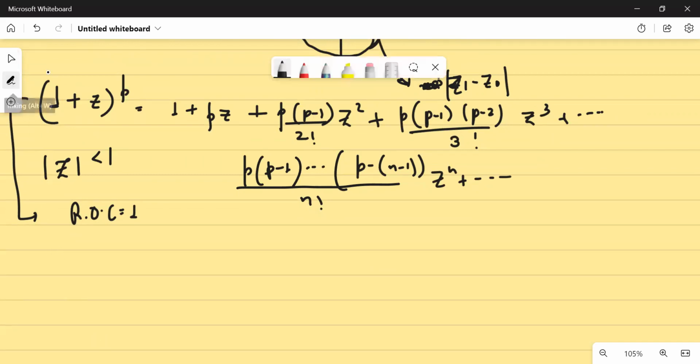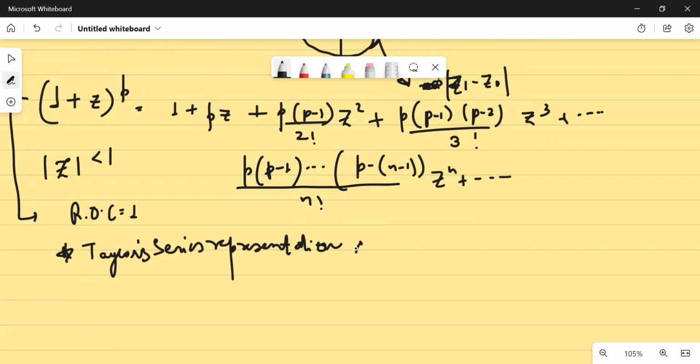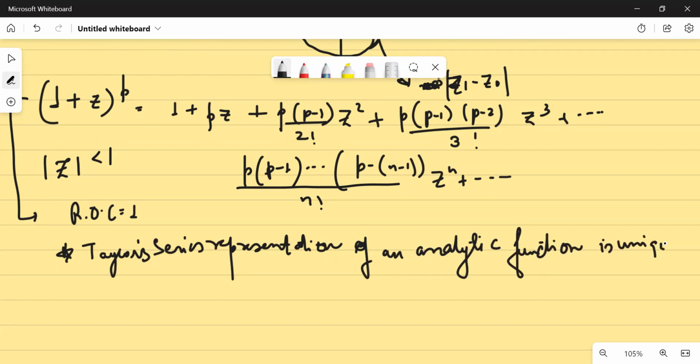Okay, so for example, understand my point that the Taylor series representation of an analytic function is unique. Since it is unique, what can you do? If this is my region R, I can expand my function f(z) in terms of a power series about z equal to z naught.